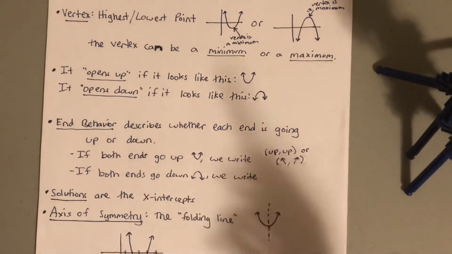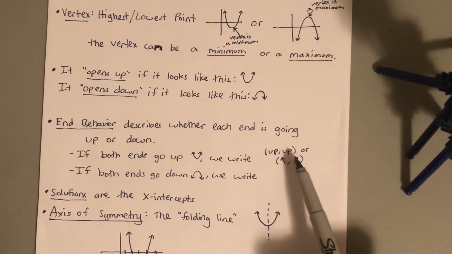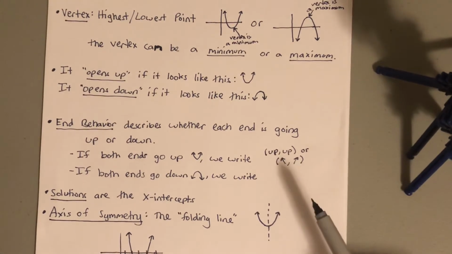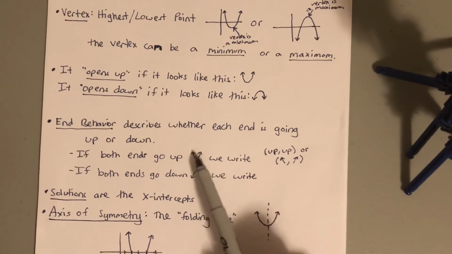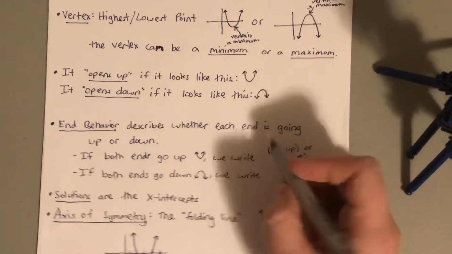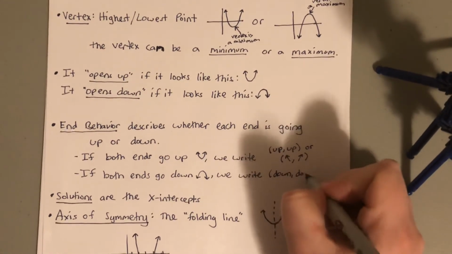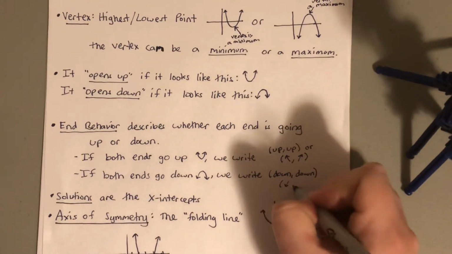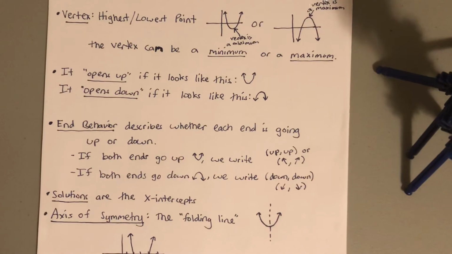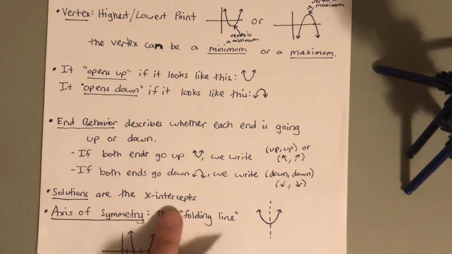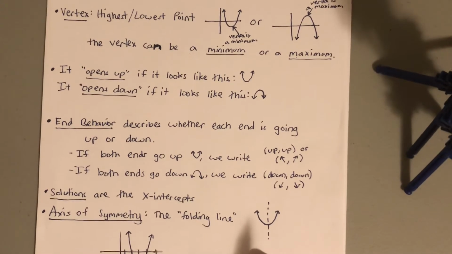Now, it's possible to have functions or graphs that go up, down, or down, up, where the ends aren't going in the same direction. But in a quadratic function, the parabolas always have both ends going up, or in this case, both ends going down. So we could say down, down, or we could show that with arrows. We talked about in the last video that the solutions are the x-intercepts. So that's another way that we can talk about parabolas.